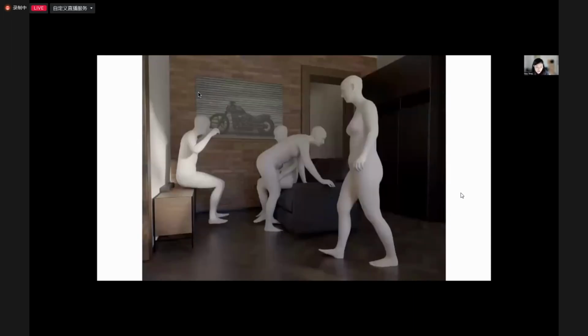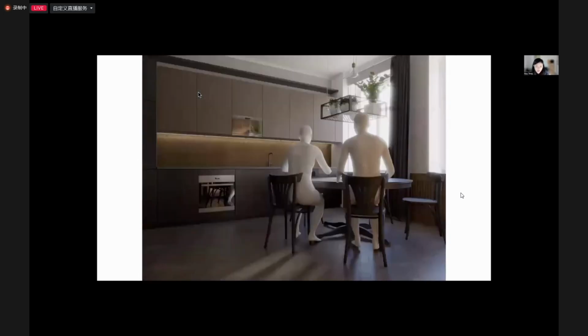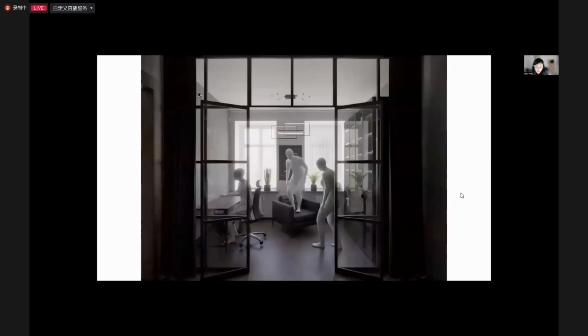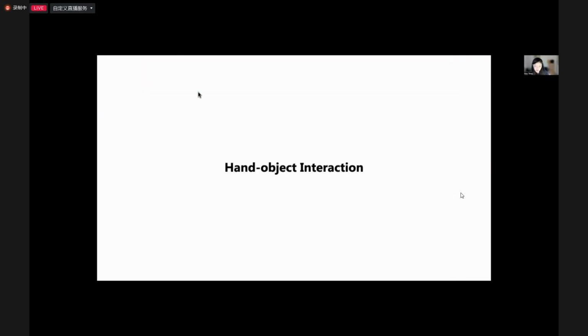And here, like walking on the floor, touching the sofa, sitting on the sofa. And here is a dining room, and we specify like sitting on this chair, and then we generate virtual humans sitting on the chair, and even standing on the chair. And yeah, so diverse body interactions, or standing on the sofa.